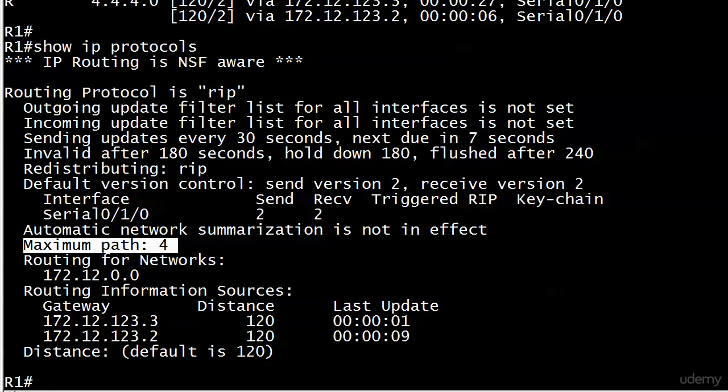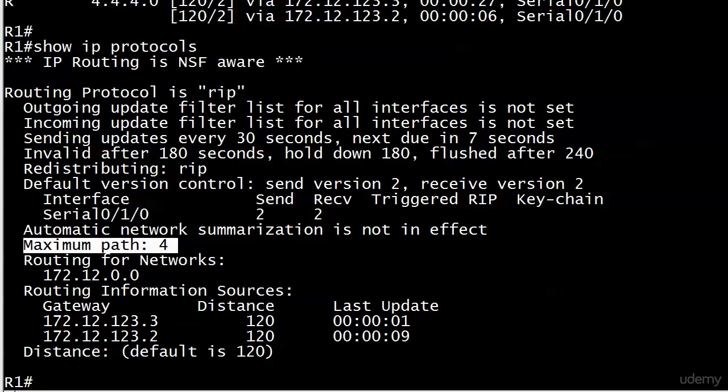Everything else in here is explained so beautifully. Automatic network summarization is not in effect. Here are your routing information sources. Here are your update timers. And then in the middle, you've got maximum path 4. Well, maximum path for what? So it would be a good idea for us to know, as we now do, that that is the maximum number of paths we're using right now for equal cost load sharing, and that's by default.